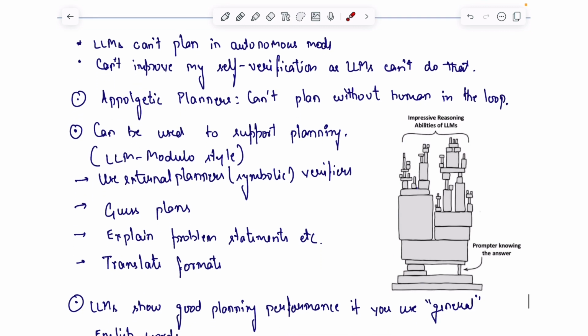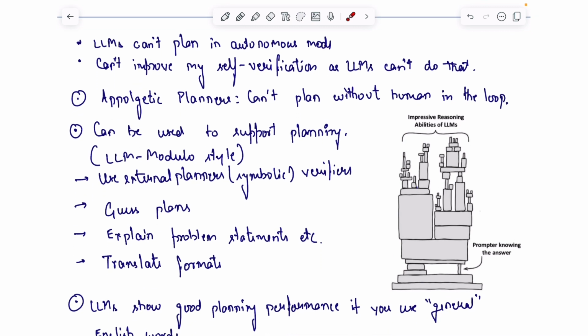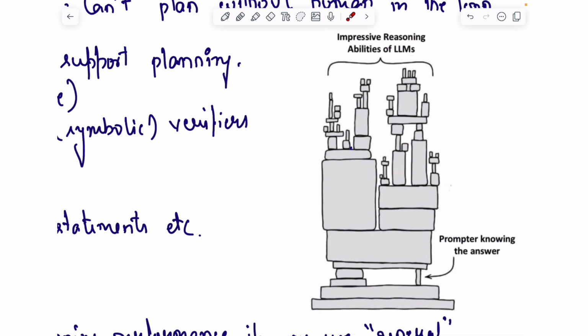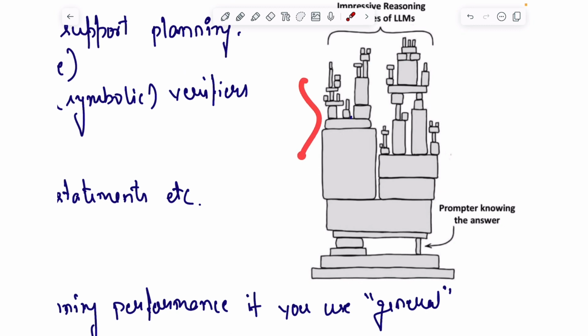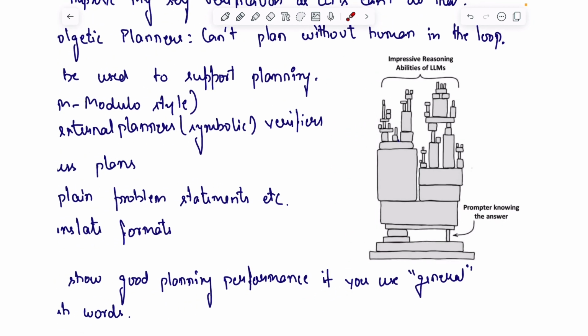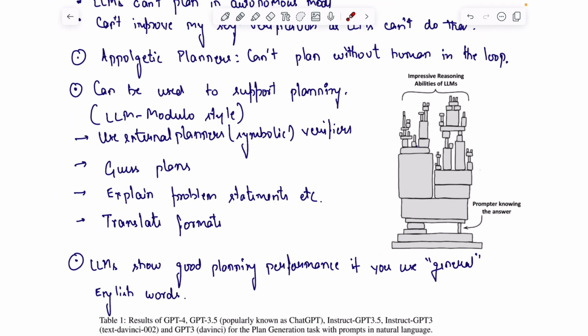Most often, this particular image is very famous: the impressive abilities of large language models, with a huge, very fine-grained system built on top of it, but all of this is balanced on a single, very small pillar, that the prompter already knows what the answer is going to be and what the answer should be. So indirectly or directly, we often give the prompt which facilitates the LLM to generate the output. This itself is known as prompt engineering, which is a whole area in itself.